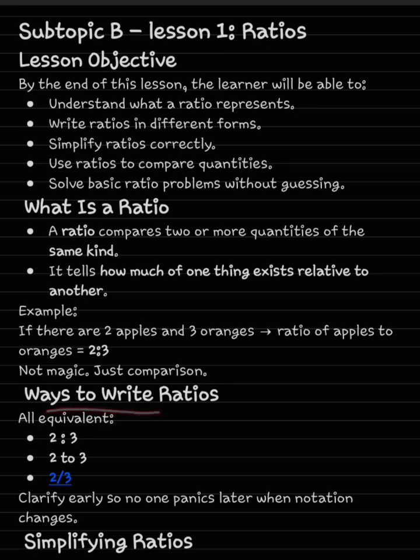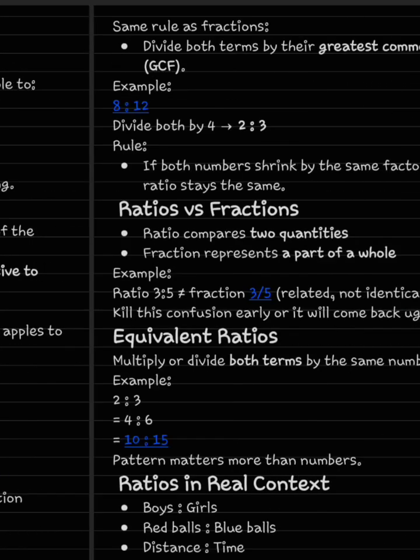Ways to write ratios. In academic and professional environments, you will encounter 3 primary notations for ratios. They are mathematically equivalent, and being comfortable with all 3 prevents confusion when the notation changes in more advanced problems. The colon form, written as 2:3. The word form, written as 2 to 3. The fraction form, written as 2/3. Clarifying these notations early ensures that you will not feel overwhelmed when the format shifts in different mathematical contexts.